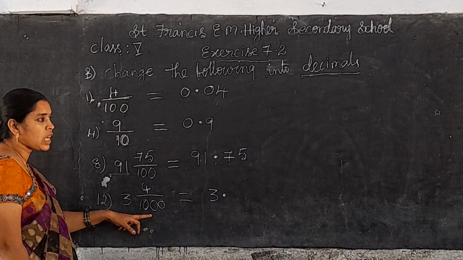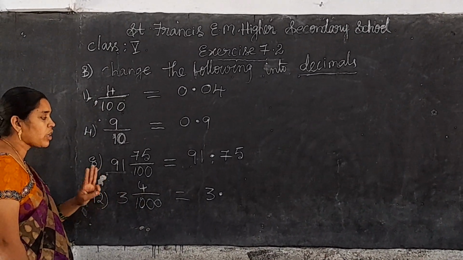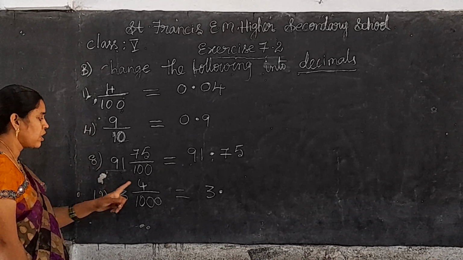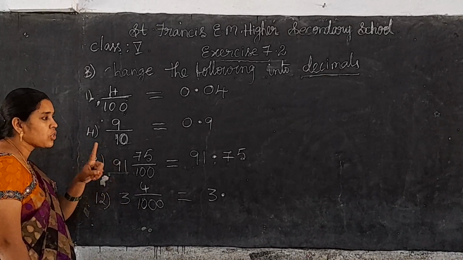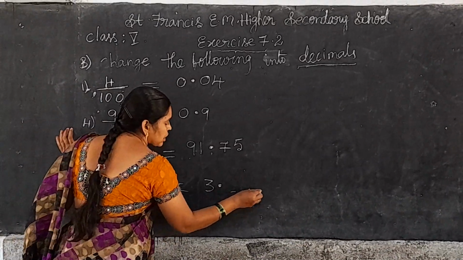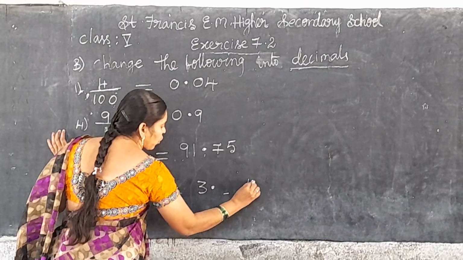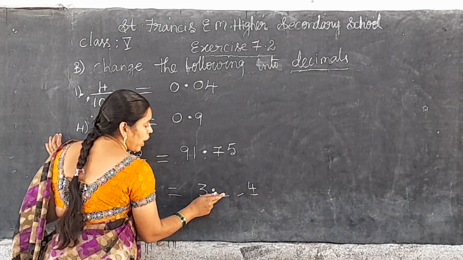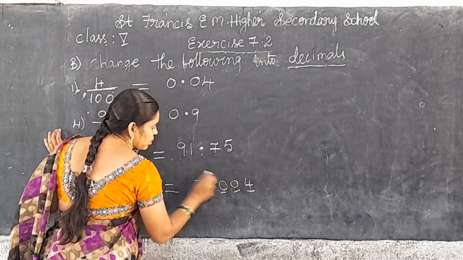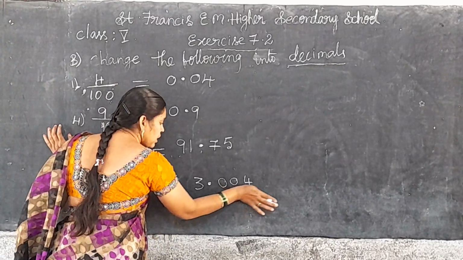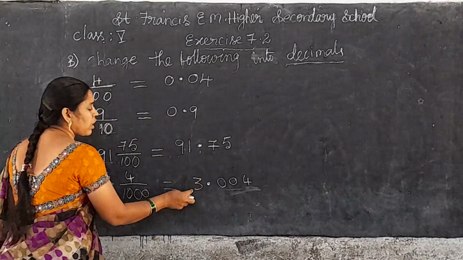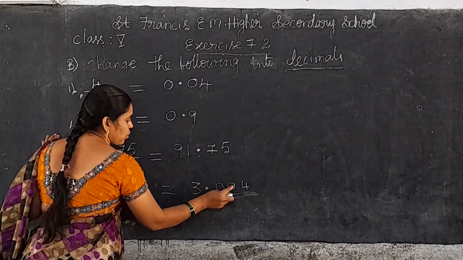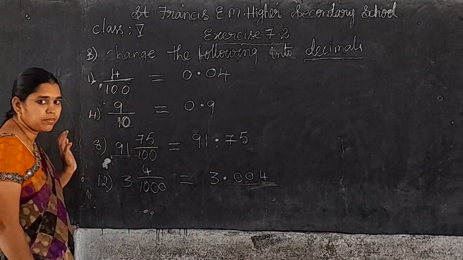4/1000. How many zeros are there? 3 zeros. So point after how many numbers? 3 numbers. How many numbers are in the numerator? Only 1 number. That you should write in the last place. So 4. The remaining places, what do you write? Zeros. Right? This is the 1000th place value. What is the decimal number? 3.004. Clear, children?